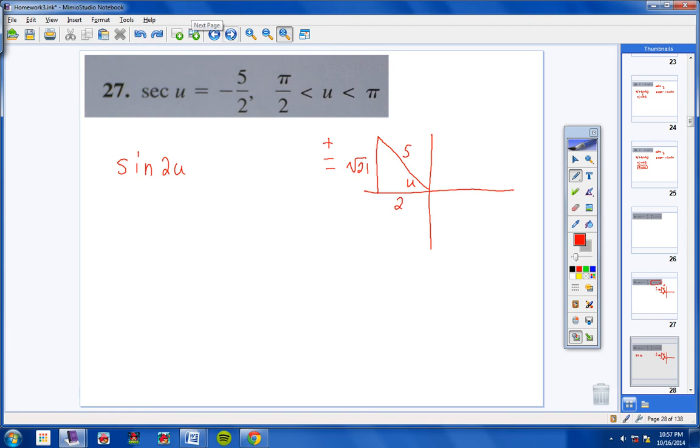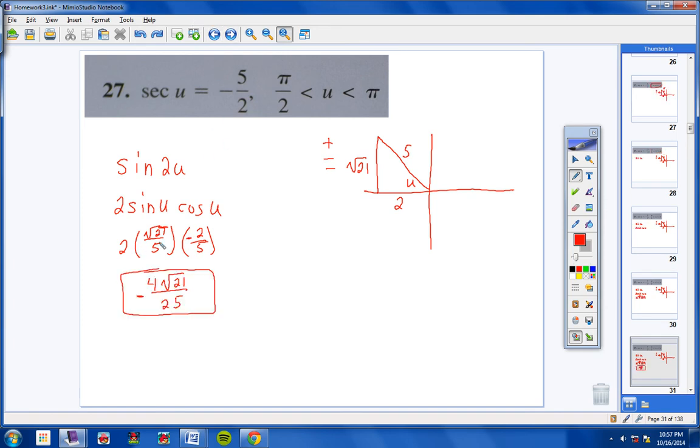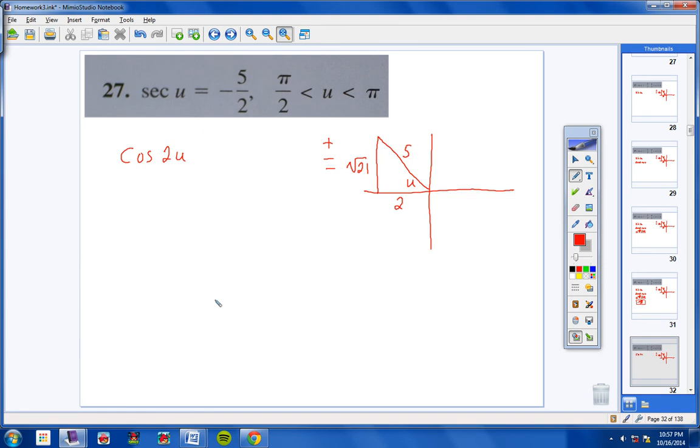So the trig identity substitution is 2 sine u cosine u. Next, sine of u is square root of 21 over 5, and cosine of u is negative 2/5. So we're doing pretty good. Now, multiply all these together, put the 2 over 1, and you'll get this right here. So there's one answer. Now let's take a look at cosine of 2u.